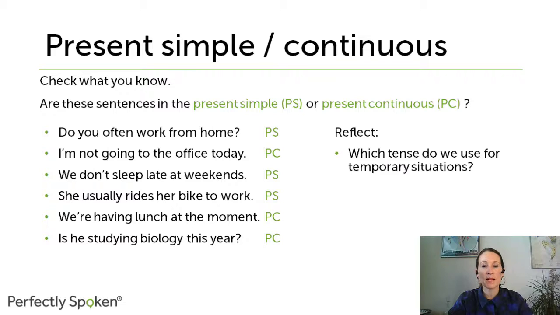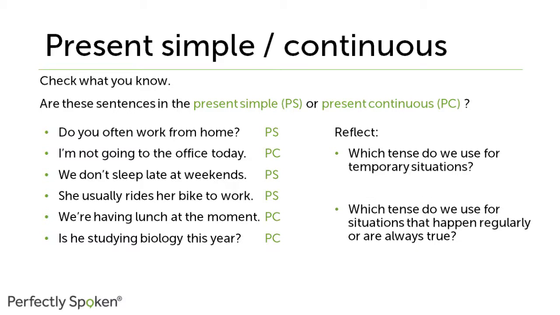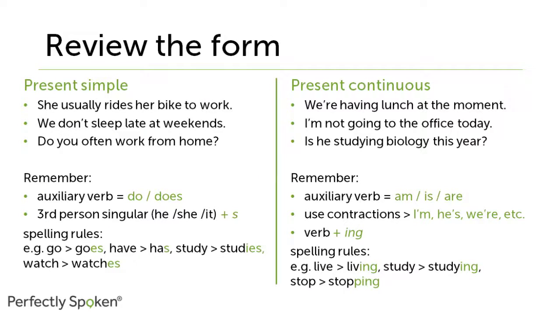So, let's reflect on this. Which tense do we use for temporary situations? Which tense do we usually use for situations that happen regularly or are always true? Well, the tense we use for present temporary situations is the present continuous. And the tense we use for situations that happen regularly or are always true, that's present simple. Okay. So let's review the form.